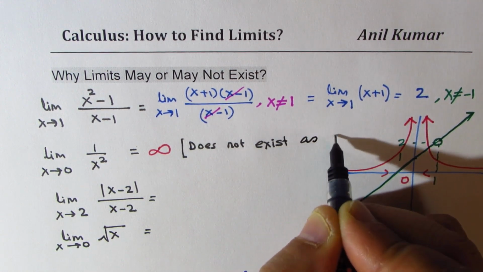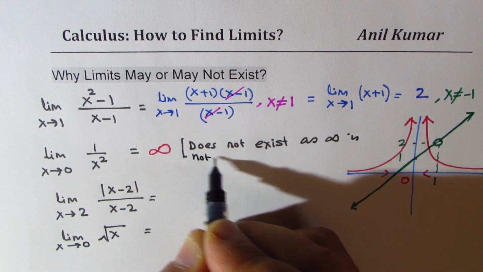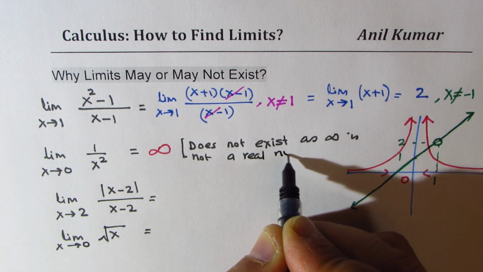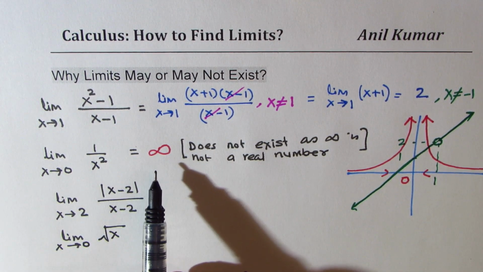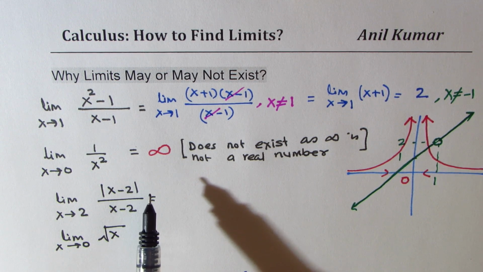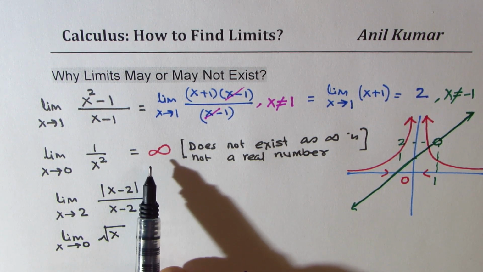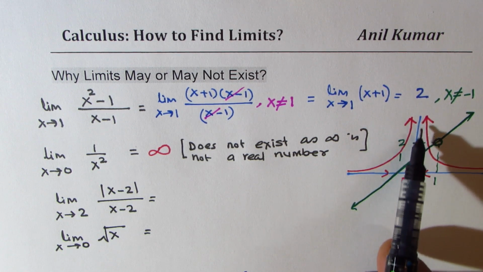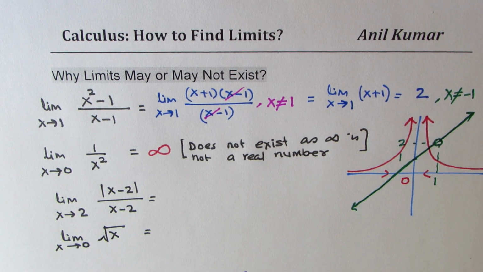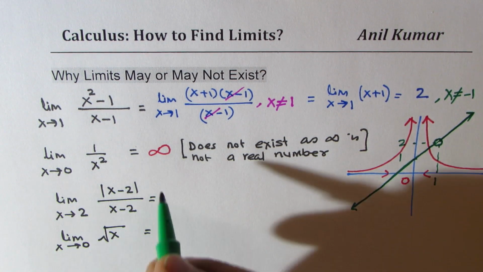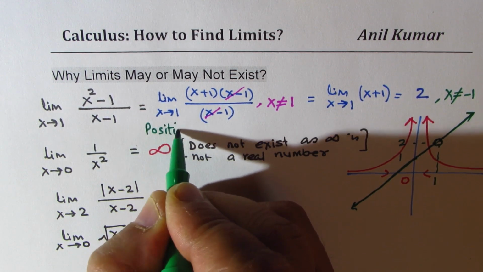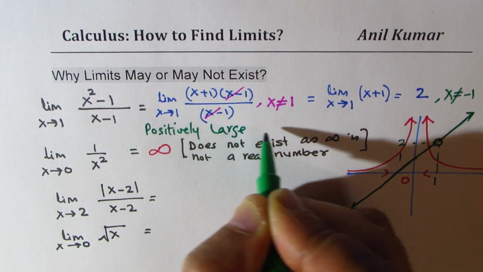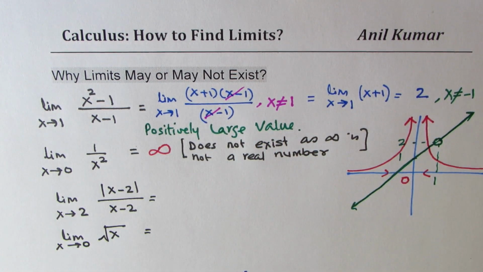Infinity is not a real number, so this is very important to understand. We do write infinity as a convenient way of expressing it. We write infinity just to signify that both sides are approaching the same value. Both are going to a positively large value, which is actually not defined, so we write it as infinity. Is that clear to you?